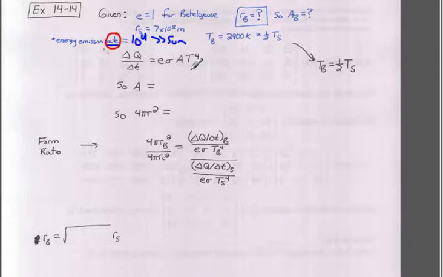Okay, so since we're trying to find radius, you might think, well, what involves radius here? Well, the area involves radius. You might solve for area. So that means that A equals delta Q over delta T, all divided by the emissivity, that constant, and T to the 4th power, right? If you're solving for A.